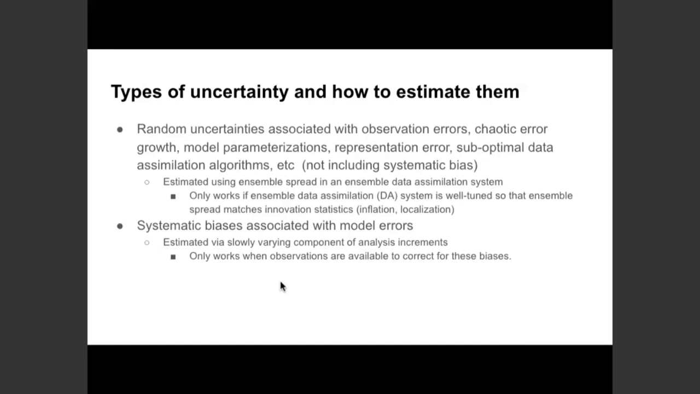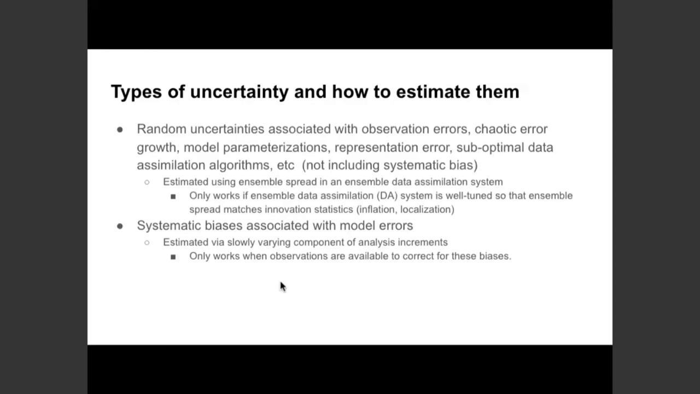But it turns out, and one of the take-home messages is, that the estimates are very sensitive to some of the parameters of the ensemble data assimilation itself, particularly the inflation and localization. And the optimal values of those parameters are sensitive to the observing system. So this only really works if you have a well-tuned system where those parameters adapt to changes in the observing network.